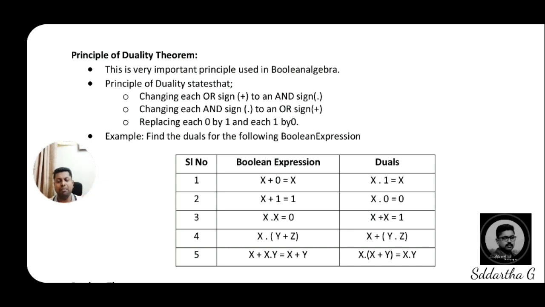Once again, I will tell it like this. The first statement, changing plus with dot. The second statement, changing dot with plus, and the third statement, changing 1 with 0 or 0 with 1. This is the statement of the principle of duality. Wherever you get the operation, just change it according to these statements.